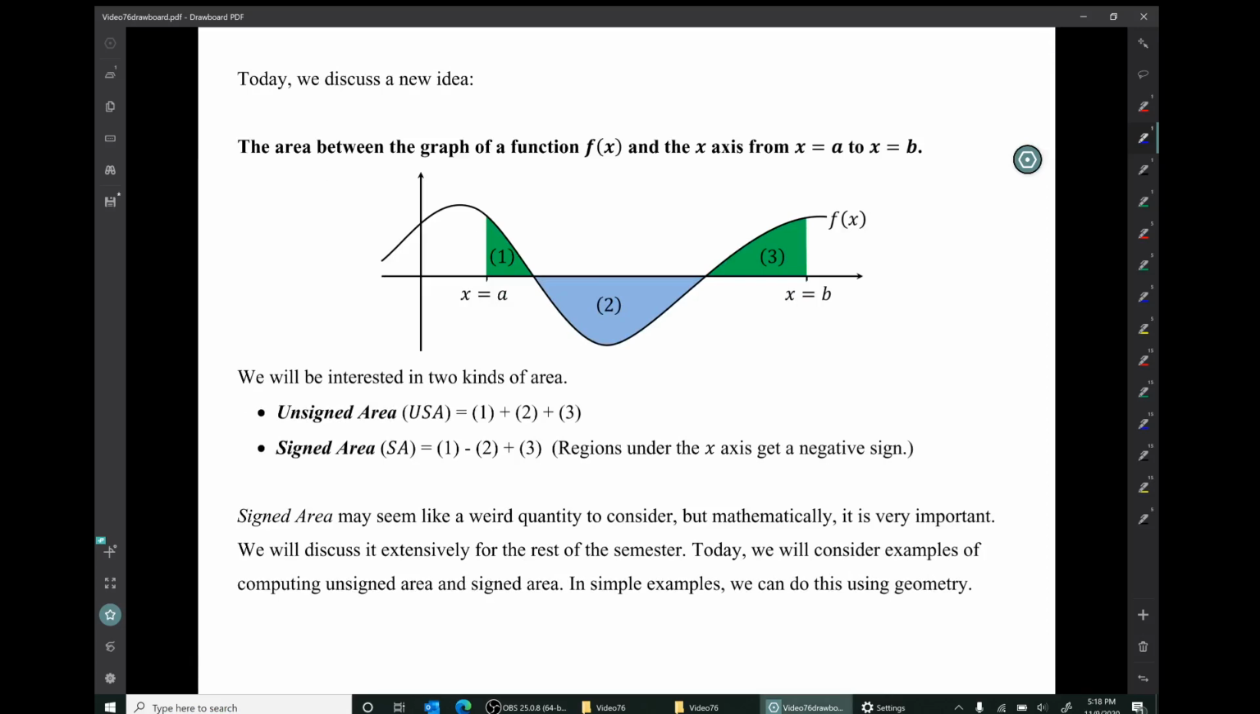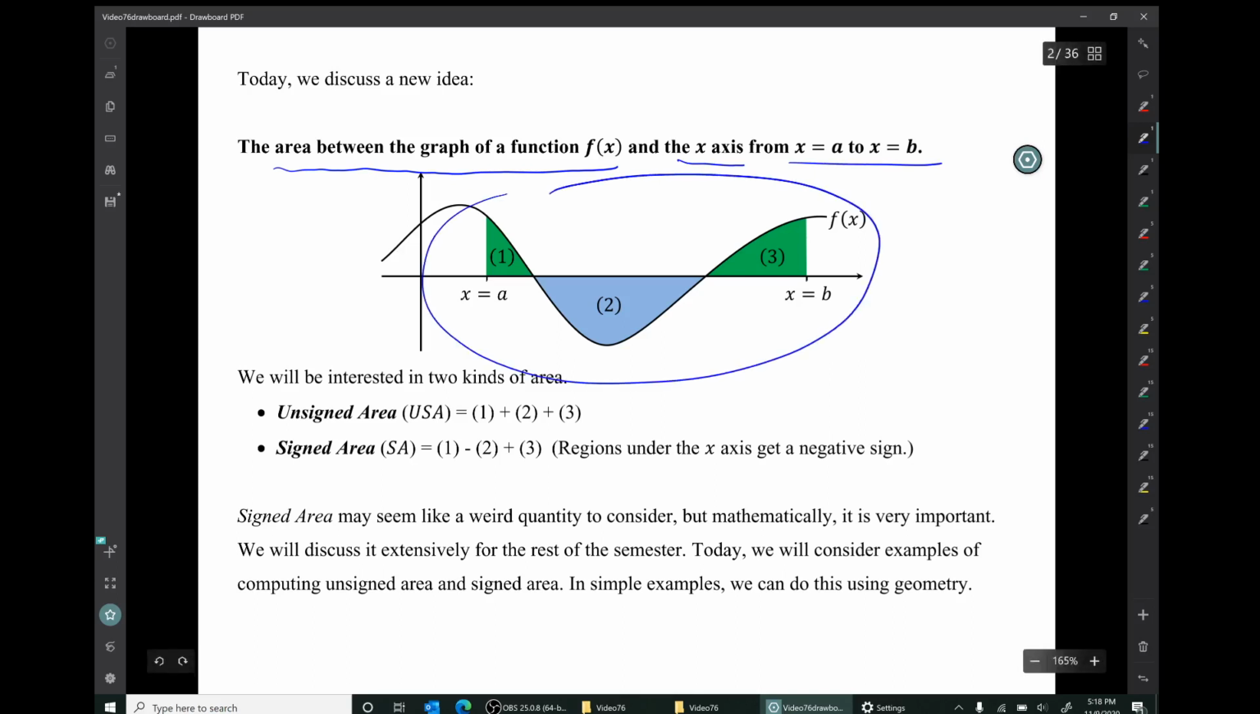Today we'll discuss a new idea. The idea is the area between the graph of a function and the x-axis from x equals a to x equals b. So a picture like this. We'll be interested in two kinds of area. One is what I'll call the unsigned area, and I'll abbreviate USA. This is what you would probably think of as area in your life until now. It's the sum of the area of this green region, the area of this blue region, and the area of that green region.